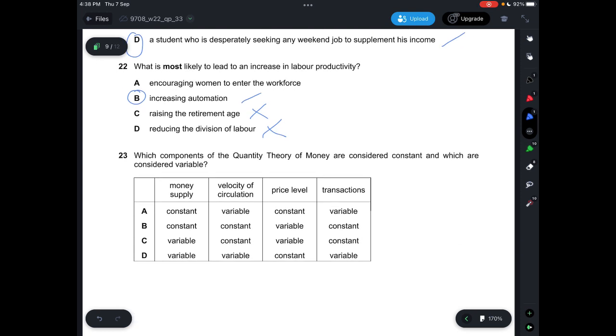Question 23, which components of the quantity theory of money are considered constant and which are considered variable? Quantity theory of money, so money supply should be variable, so A and B are wrong. And then velocity of circulation should be constant, so D is wrong. Price level is variable and transactions are constant, because this is the quantity theory of money. So I'll say C.